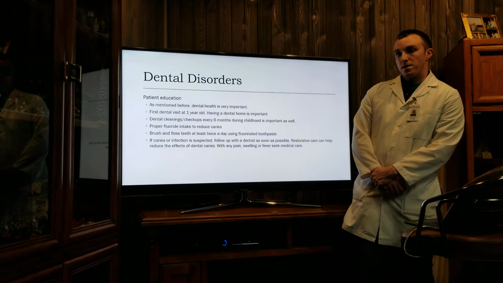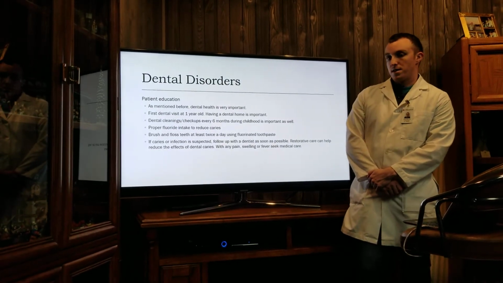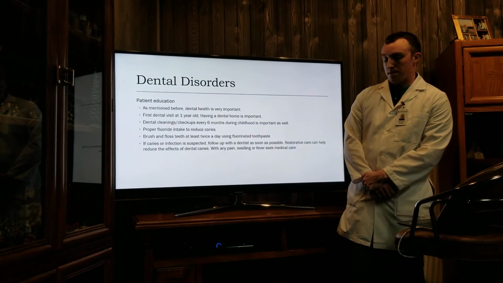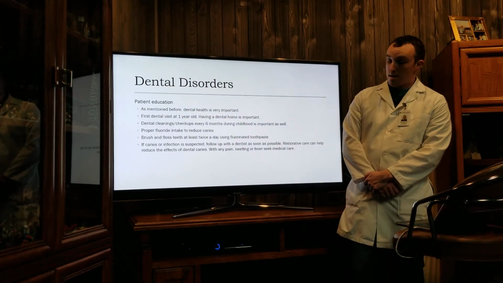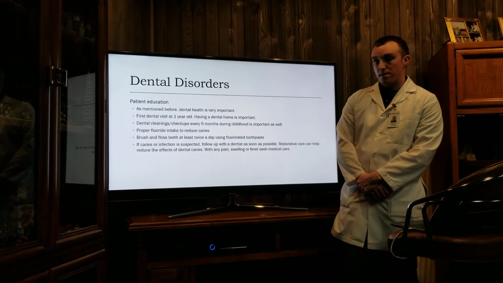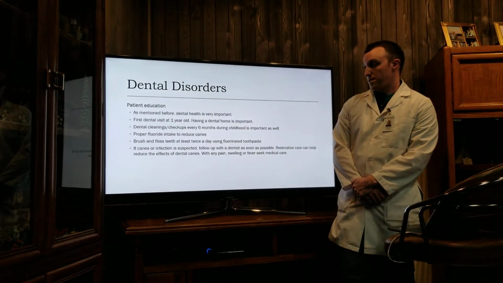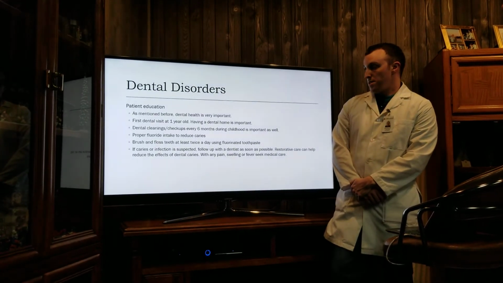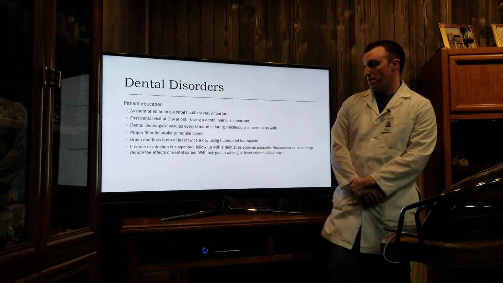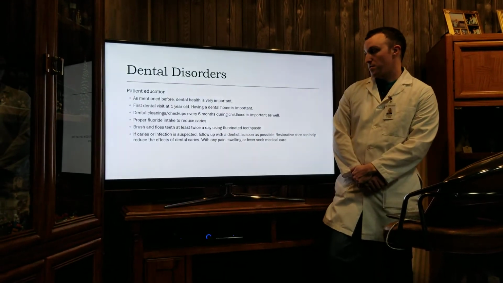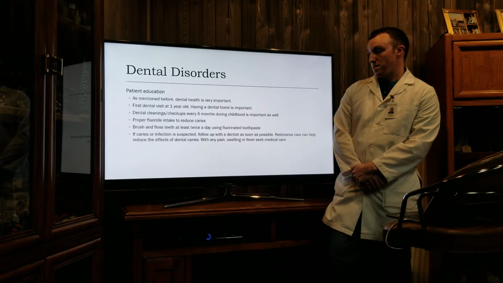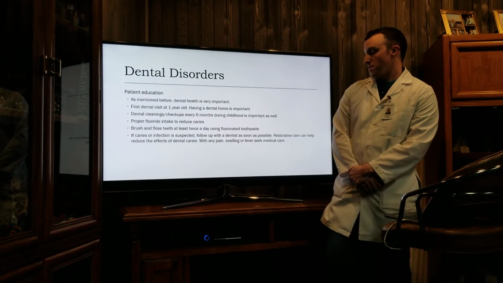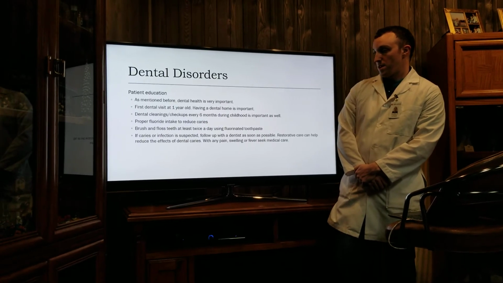So for patient education for dental disorders, as mentioned before, dental health is very important. Dental health also often reflects the overall health. So if a child has well taken care of teeth, then their overall health is likely to be better. First dental visit at 1 year old. Having a dental home, a regular place where they can go to the dentist, is important. Dental cleanings and checkups every 6 months during childhood is important, and on into adulthood. Just continue that trend, and then proper fluoride intake to reduce caries.